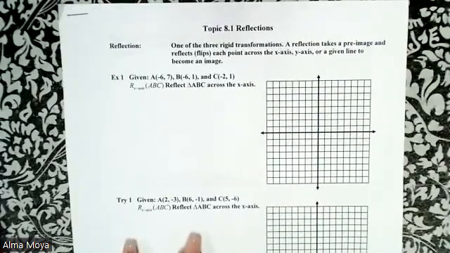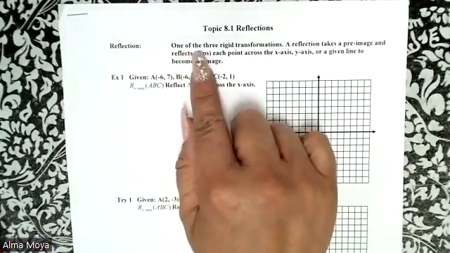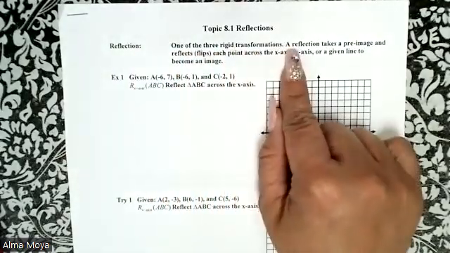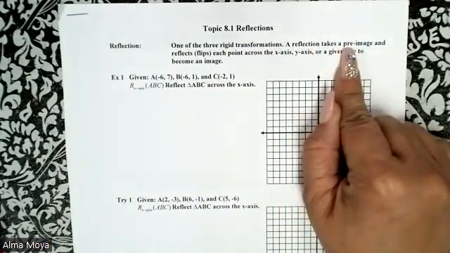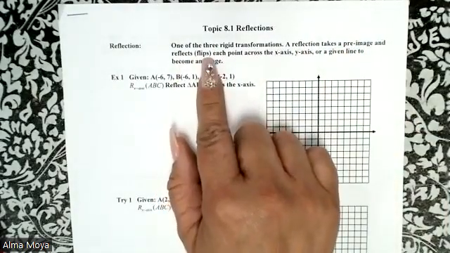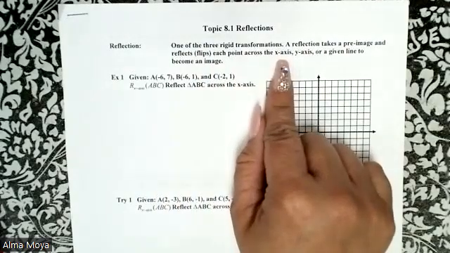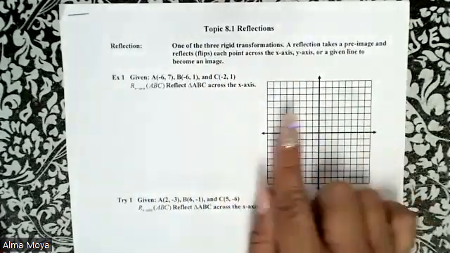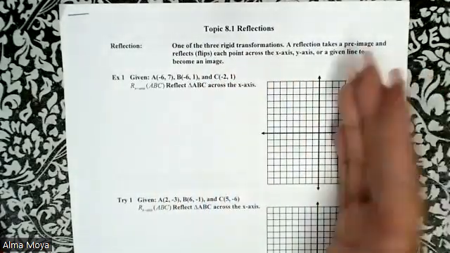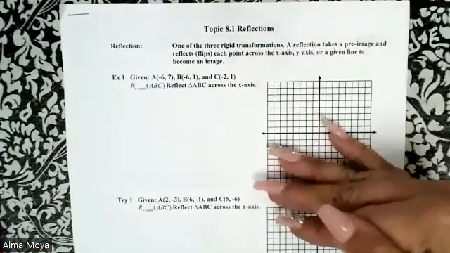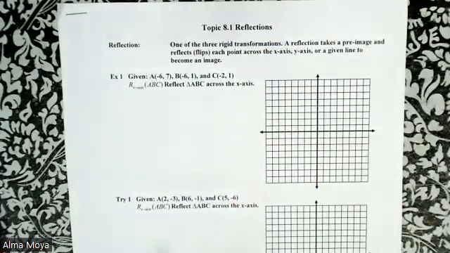Okay, topic 8.1 is reflections. A reflection is one of the three rigid transformations. A reflection takes a pre-image and reflects it. So basically it flips each point across either the x-axis, so it's either here and flips here, or here and flips here, the y-axis, or a given line.